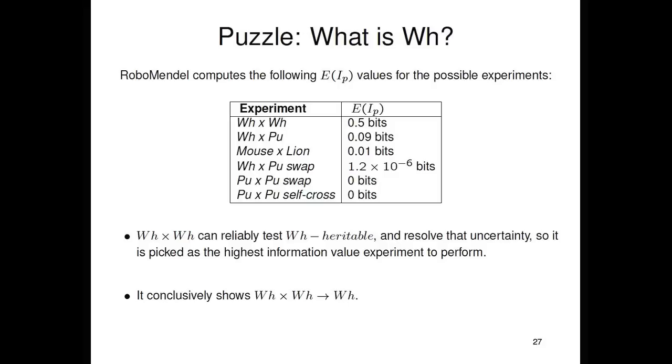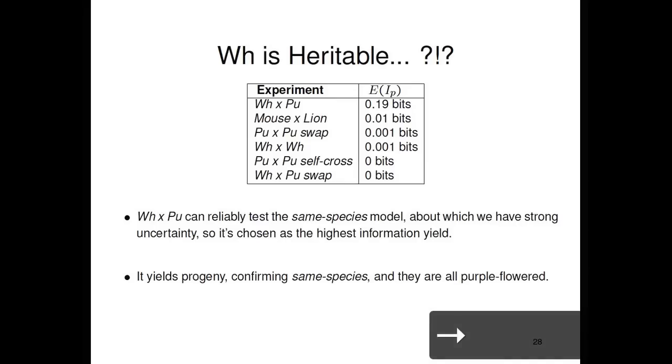If you actually do that experiment, then you get progeny with white flowers, indicating that it is a genetic phenomenon. Based upon that, of course, all of the expectation potential information yields change, right? Because now the probability that WH is heritable has now been pushed up by, you know, if we do enough observations, it'll push it up towards 1.